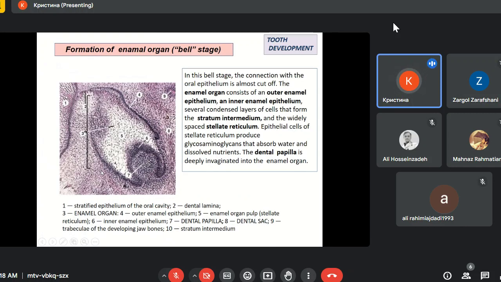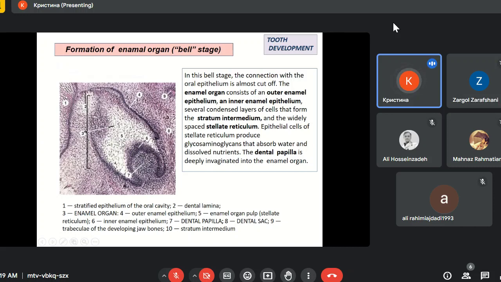Next stage is called Bell stage. During this stage, the connection of the enamel organ with the oral epithelium is almost cut off in this region, and the cells of the inner enamel epithelium start their cytodifferentiation into enameloblasts. And the peripheral cells of the dental papilla will start to differentiate into dentinoblasts or odontoblasts, the cells which will give rise to dentin.